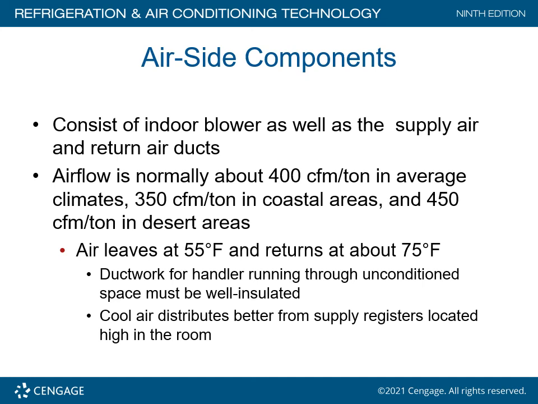So in the coastal areas, we design for 350 CFM and 450 CFM per ton in the desert area. In this case, out here towards Riverside, Indio, Palm Springs, the air conditioning equipment is usually designed for 450 CFM per ton because we're dealing with a lot more heat here than we are in the coastal areas. Air leaves the evaporator coil at 55 degrees and returns at about 75. So that's where the 20-degree split comes into play.